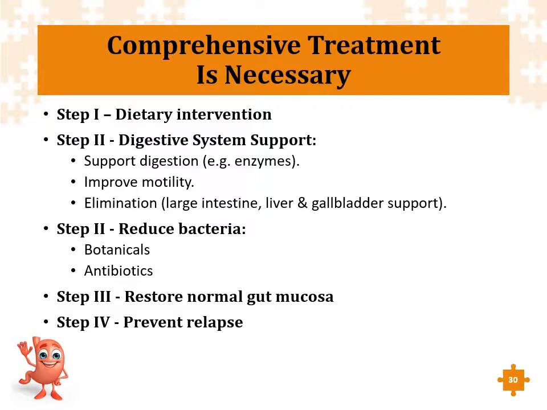Of course, we need to use botanicals and/or antibiotics to reduce the bacterial load, but the story doesn't end there, because we now need to work at restoring normal gut mucosa health, the damage that has taken place long term because of inflammation and gas damage within the gut. And then prevent relapse. One thing about SIBO is it has a very high recurrence rate. That's why in some people it's extremely difficult to treat.